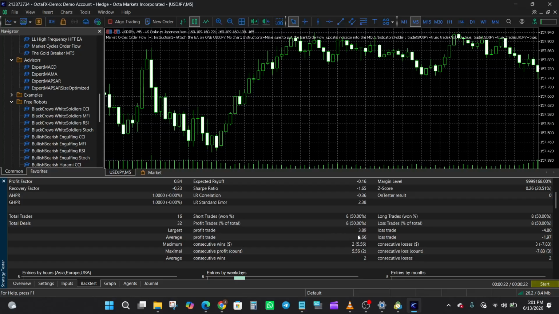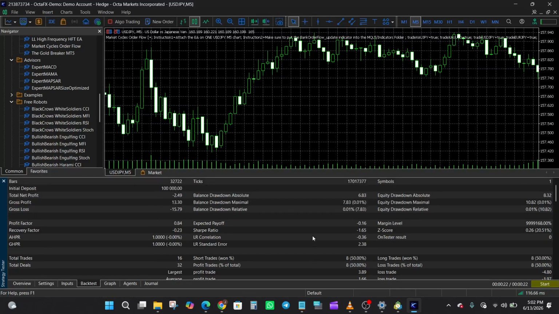Largest profit was 3.89, largest loss was 4.8, average profit was 1.66, average loss was 1.97. So that means that the risk to reward ratio is not far from 1:1, but the average loss is bigger than the average profit. All right. Now, I can also see that the equity drawdown relative is, sorry, 0.01%. That's also the same with the maximal, right? And then here I can see that the balance drawdown maximal is 0.01% as well.